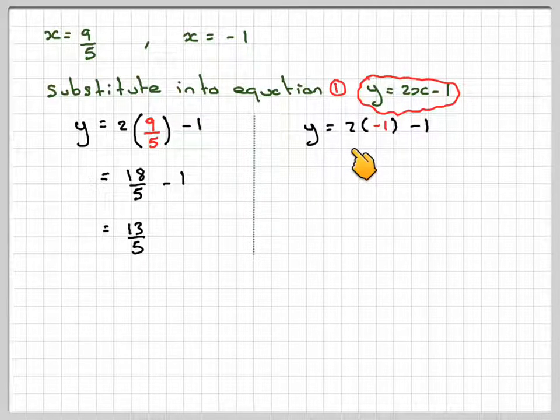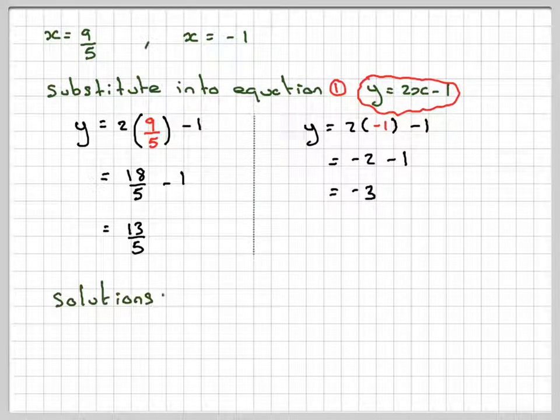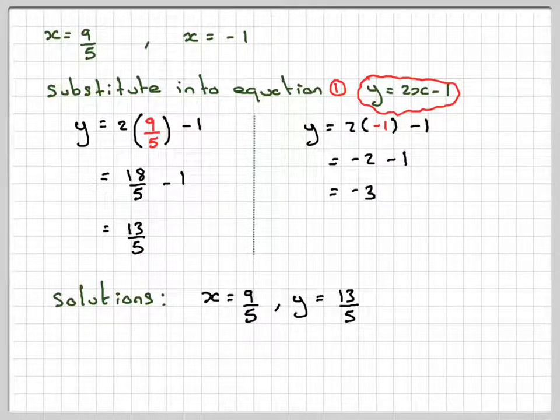And then we've got x is equal to minus 1. So we've got y is equal to 2 times minus 1 minus 1. That's minus 2 minus 1, which gives you minus 3. Then writing down the solutions, you've got x is 9 over 5 and y is 13 over 5, and then you've got x is minus 1 and y is minus 3.